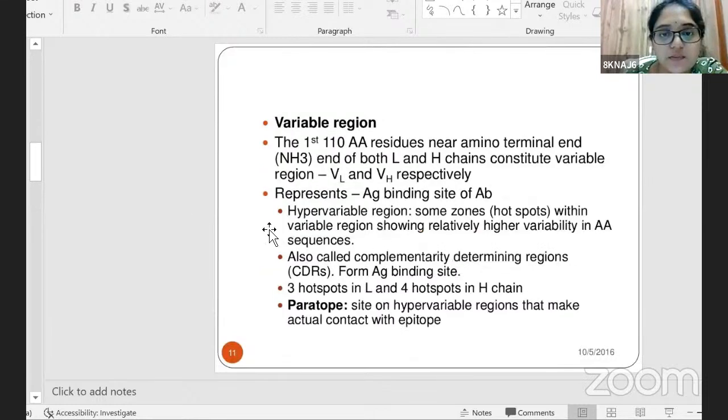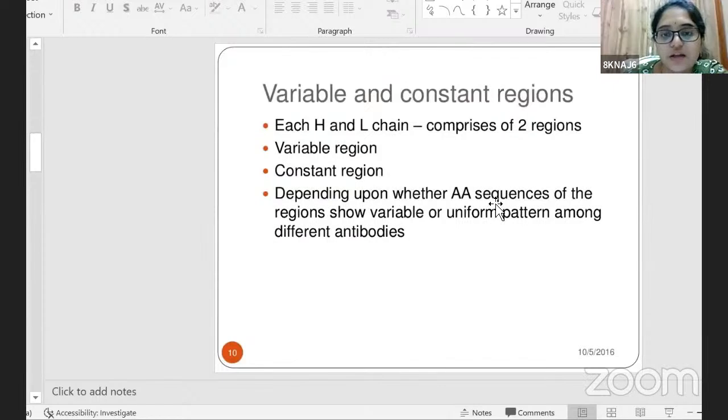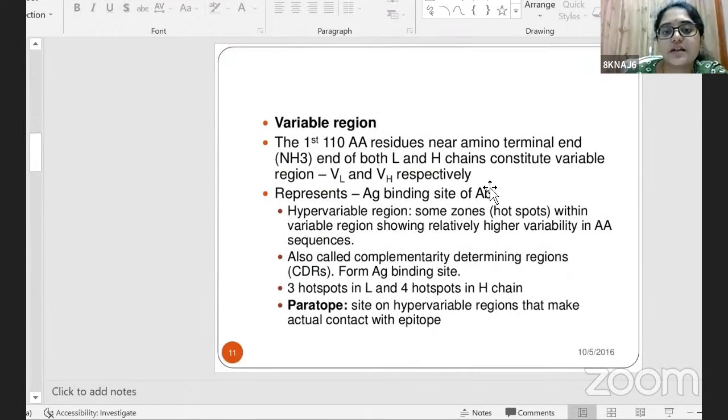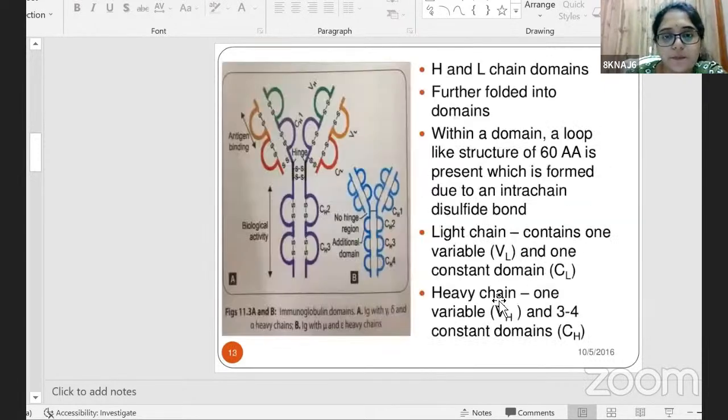Again, they have mentioned the same thing: the variable and the constant region. The variable region has around 110 amino acids and represents the antigen binding site of the antibody. These are known as the complementarity determining regions, the CDRs. There are 3 hotspots in the light chain and 4 hotspots in the heavy chain. You also have something called a paratope, which is a site on the hypervariable region that actually makes contact with the epitope.